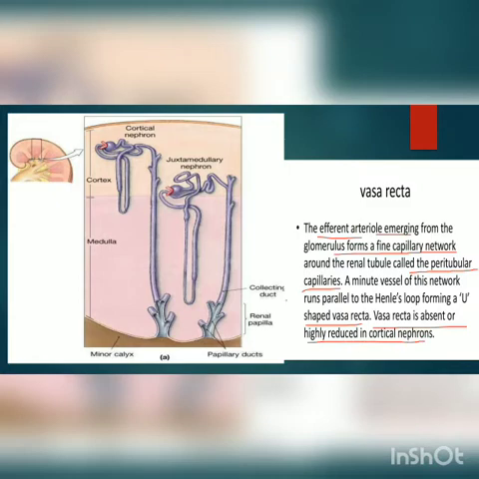So vasa recta is also a network of vessels. The minute vessels of this network run parallel to the loop of Henle, forming that U shape, that is the vasa recta. So peritubular capillaries are the network of the capillary around the nephron, and vasa recta is the network of vessels running parallel to the Henle's loop. So this is about the vasa recta.